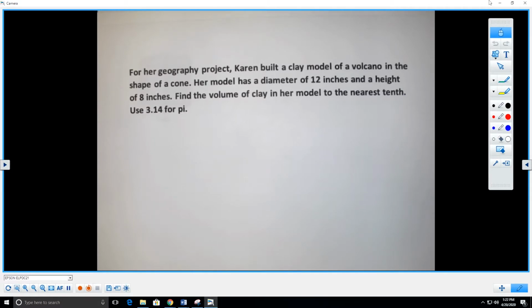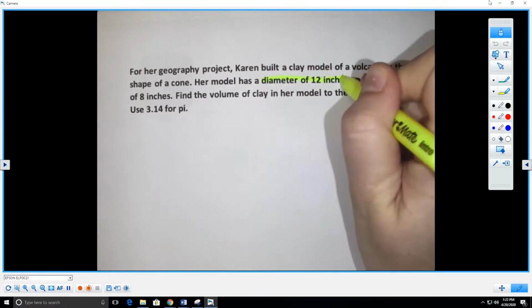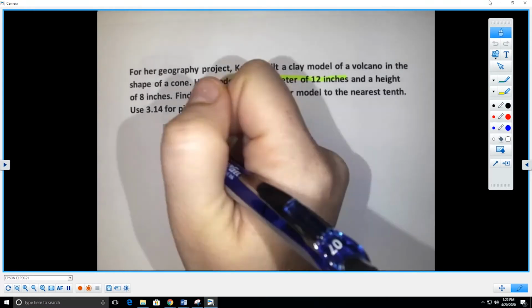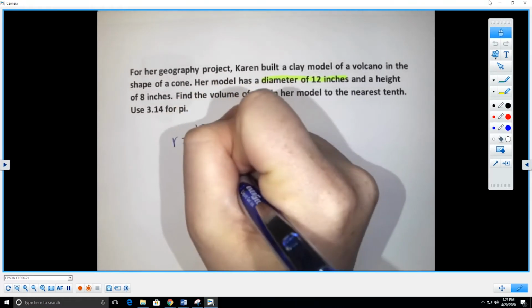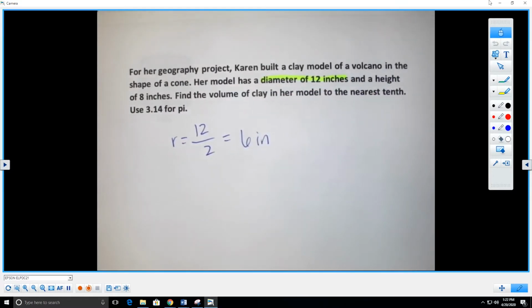Use 3.14 for pi. Did you notice in this problem we're given the diameter, not the radius? But this won't be a problem for us because we know that the diameter is twice the radius. So we can easily figure out the radius. Radius is just diameter divided by 2, which in this case would be 6 inches.